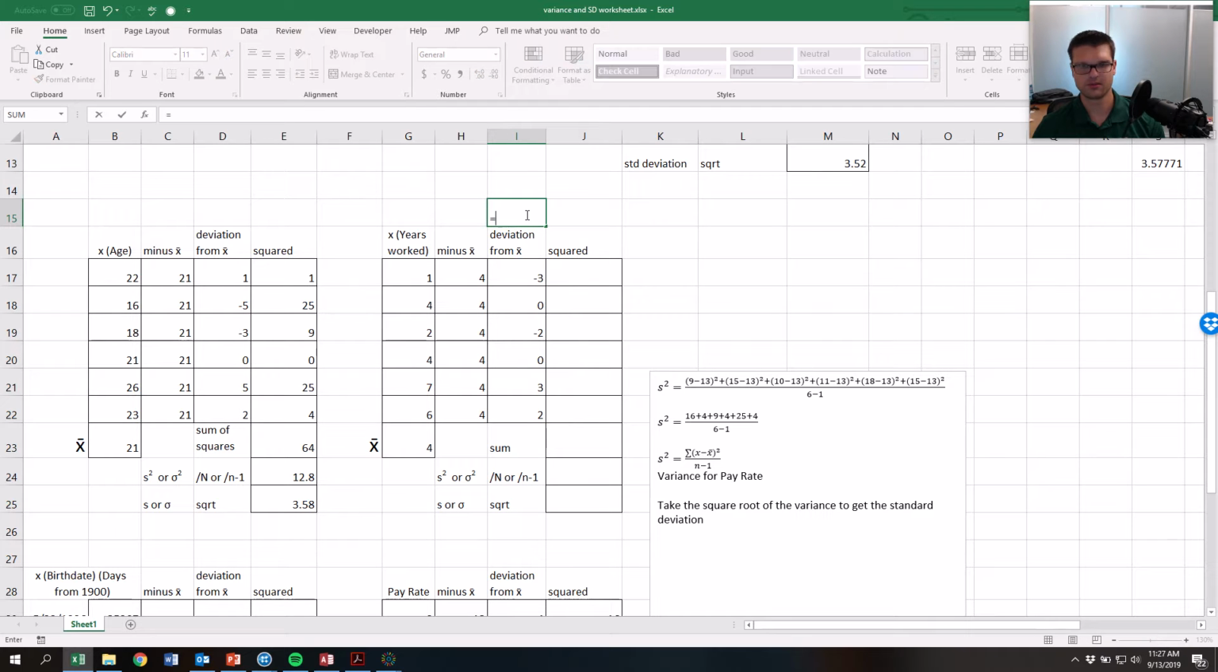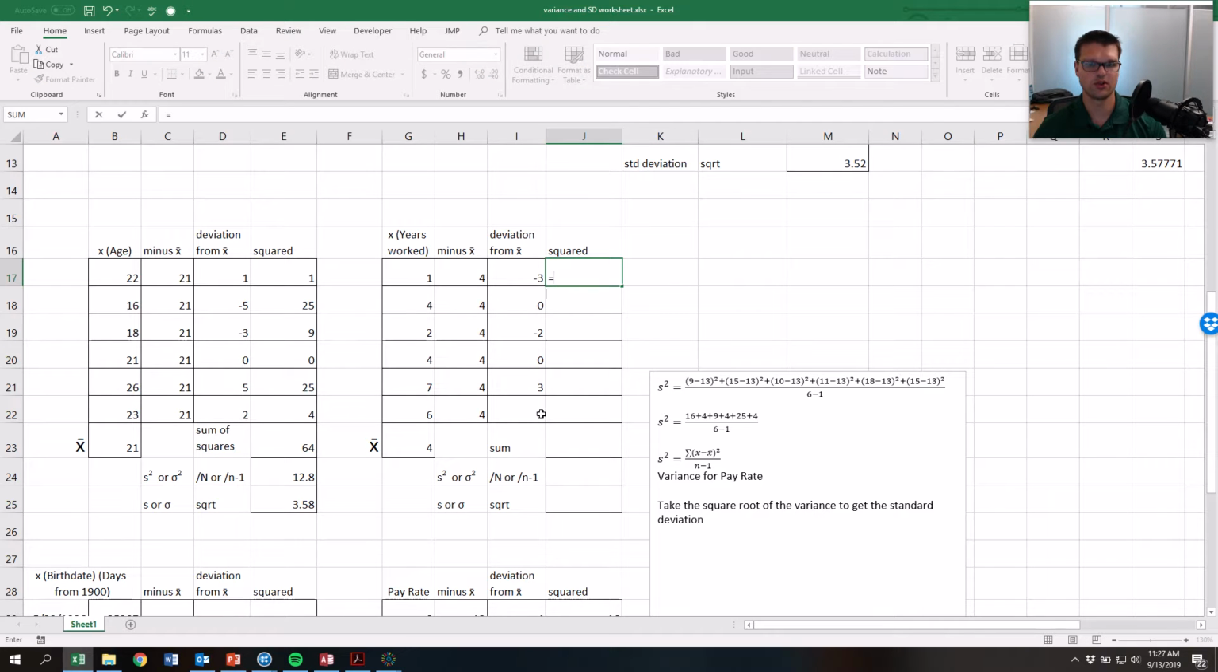So equals sum of this, because I want to check, does this equal 0? It does equal 0. And if the deviations from the mean equal 0, then you know it's right. So it's always good to check. Always add those up, and they should always add up to 0.